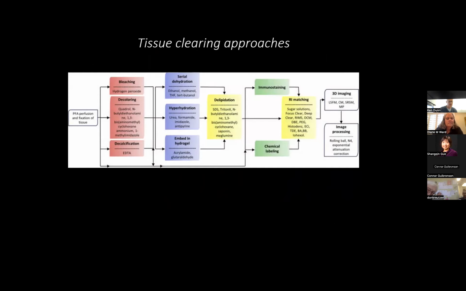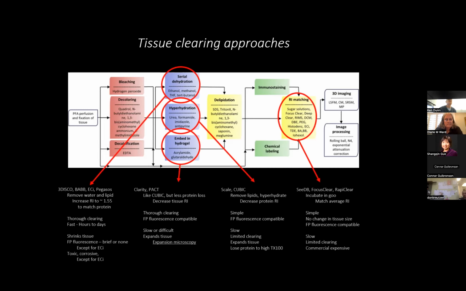So this is something that I don't want you to try to commit to memory, but this is the process by which tissue clearing works. Basically, you fix the animal and you do one of several things. You bleach the tissue for autofluorescence, you decolor it, you decalcify, and then you take one of 3 different techniques to do clearing. And all these different techniques really come down to 4 different strategies.